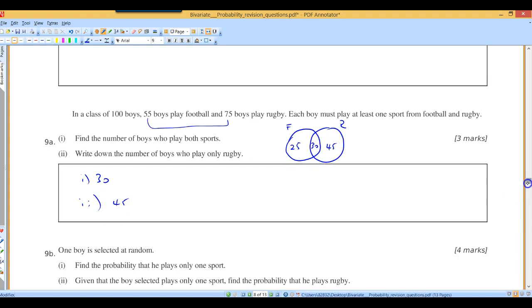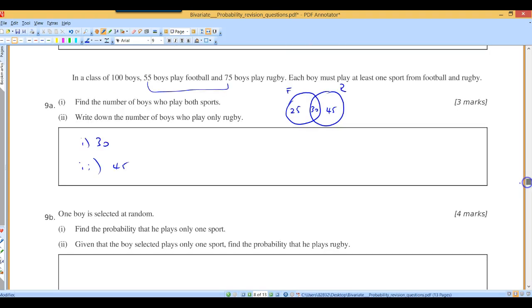9B, find who plays only one sport. The probability he plays only one sport, well, 70 of them, 25 plus 45, play only one sport. So part 1, that will be 70 over 100. And part 2, given that the boy selected plays only one sport, now our sample space has changed to 70. What is the probability that he plays rugby? Well, 45 of those 70. So you'd narrow that down, and I'll leave that to you.